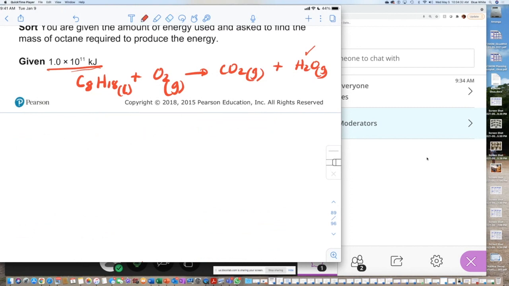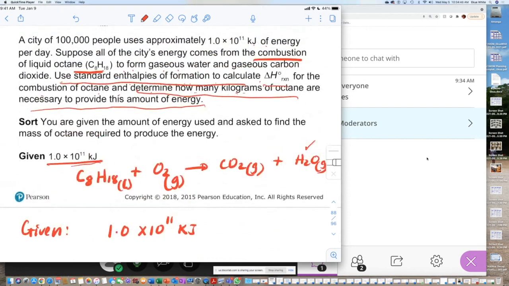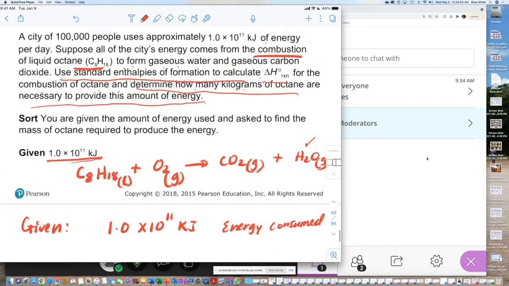Okay. So let's see what's given in the equation. We're given 1.0 times 10 to the power 11 kilojoules. And what is this? We're told this is the amount of energy consumed. This is the energy that the people need. We have our equation here. Our equation is not balanced.